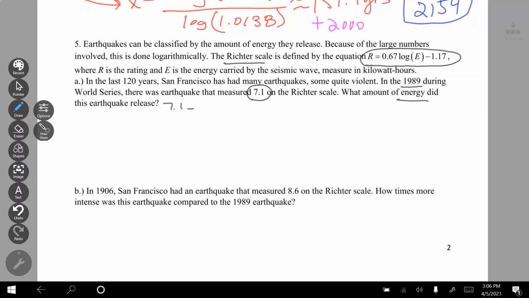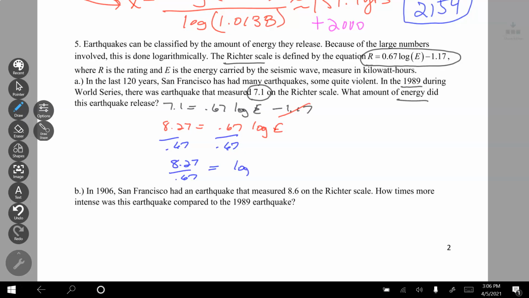Well, I'm going to do 7.1 is equal to 0.67 log E minus 1.17. I'm going to add this to the other side. 8.27 is equal to 0.67 log E. I'm going to divide by 0.67, divide by 0.67. I have 8.27 over 0.67 equal to log of E. I don't even care what that is. I know this is base 10, so I'm going to curl it back, and my energy is equal to 10 raised to the 8.27 divided by 0.67.